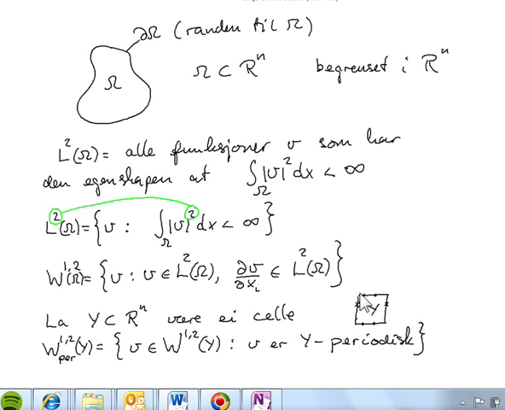And what does that mean? If we have this rectangle here, the interior of the rectangle capital Y, in order to be a function which is periodic, it means that the function has the same values on opposite traces of this cell Y. So here and here the functions are equal. Here and here the functions are equal. And here the functions are equal.